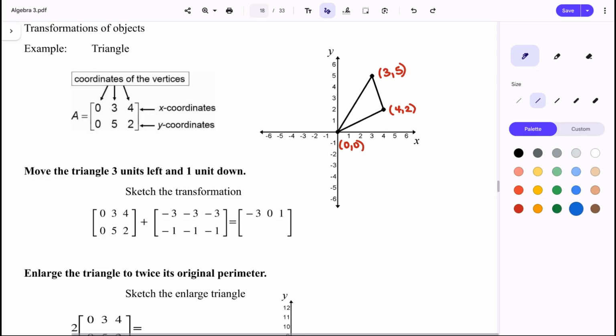So the first example they say is to move the triangle 3 units left and 1 unit down. Those are 2 different movements that are happening. Left means it's going to impact your x-axis. Down means it's going to impact your y-axis. You've done transformations like this before, but with quadratics and stuff like that. If you're going left, that's a negative movement.